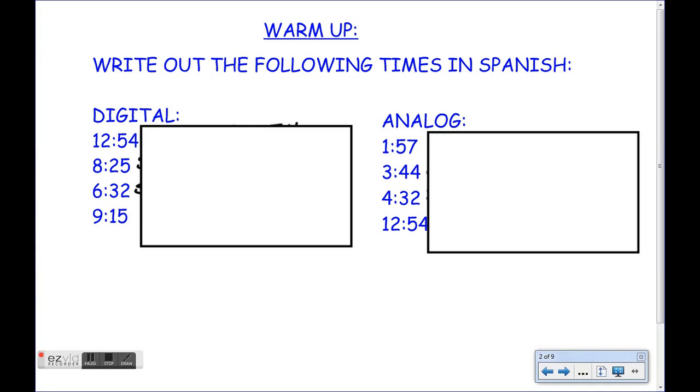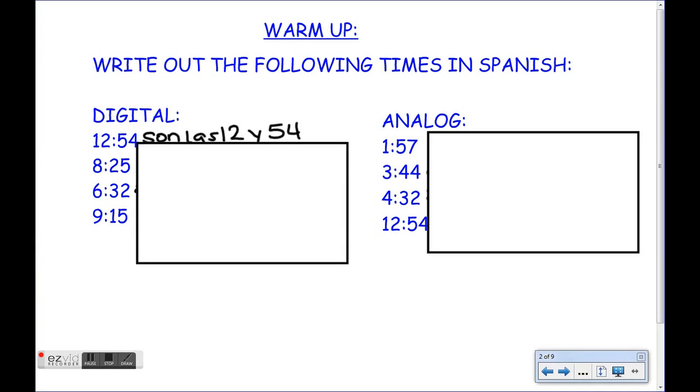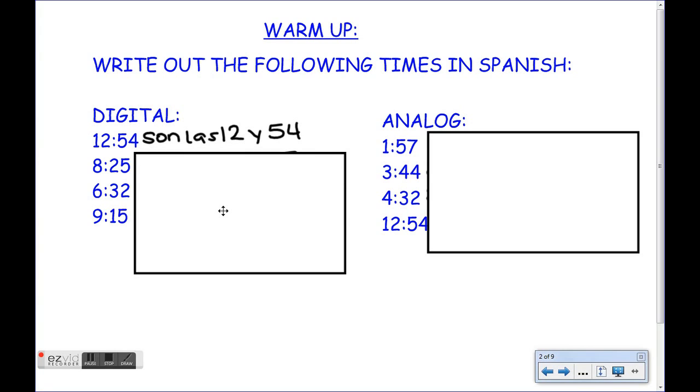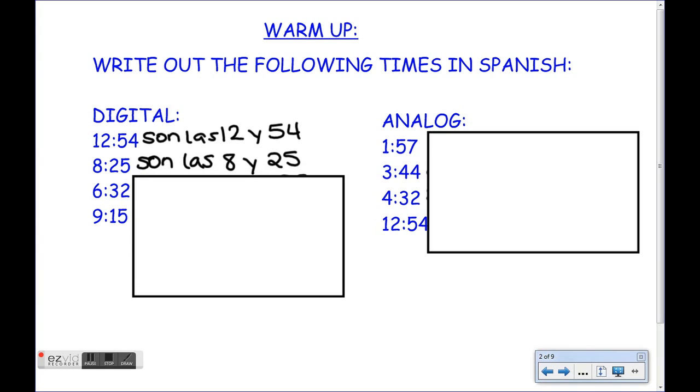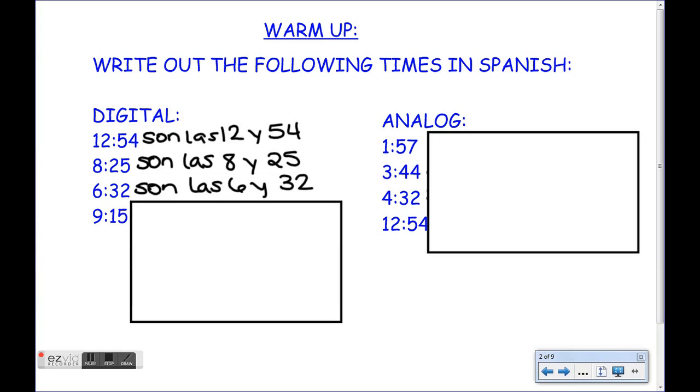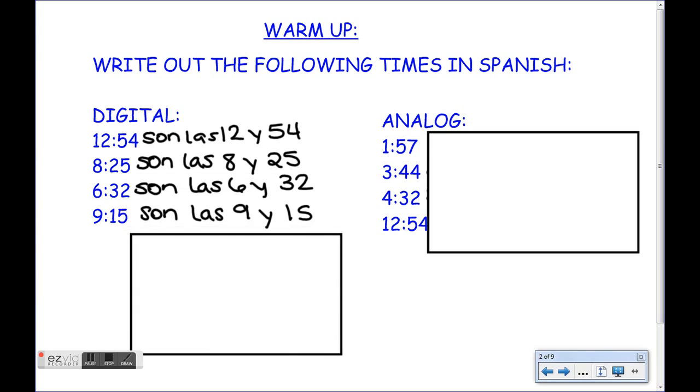Alright, let's look at our digital ones. Remember, for digital, we write what we see. So for the first one, 12:54, you should have written son las 12:54. Next one, son las 8:25. Son las 6:32. Son las 9:15.